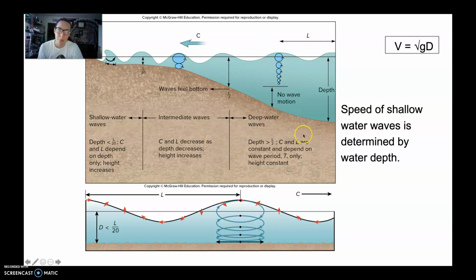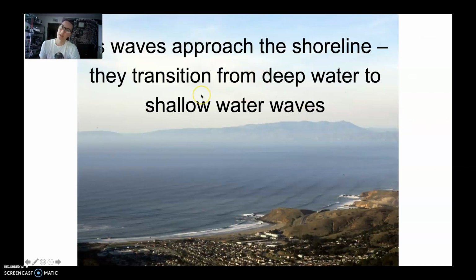So we determine that a deep water wave is where the depth is greater than or equal to half of the wavelength, basically. And then a shallow water wave is where the depth is less than 1/20th of the wavelength. And we can determine the speed by the square root of the gravity times the depth. So as waves approach the shore, they actually slow down in speed, and they can also get taller, and the wavelengths get shorter as well. And you can see that really nicely in this diagram. As they approach the shore, they transition from deep water to shallow water waves.